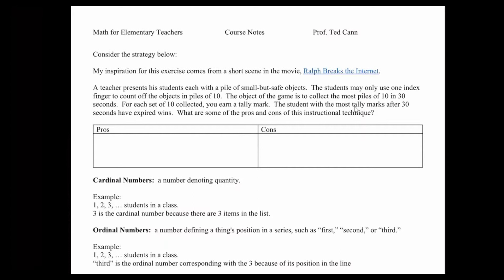It's 1, 2, 3, 4, 5, 6, 7, 8, 9, 10. And they have to do it reasonably carefully because it's easy to fling those bad boys. All right. So for every set of 10, they get a tally mark. So they're going to compete with maybe groups of 2, groups of 3, groups of 5. It doesn't really matter. But at the end, somebody will have counted off more groups of 10 than others.